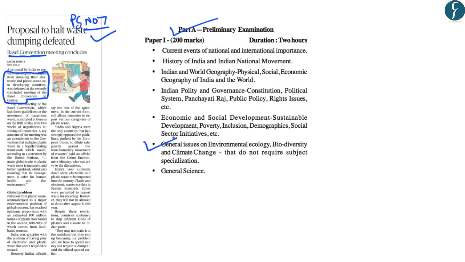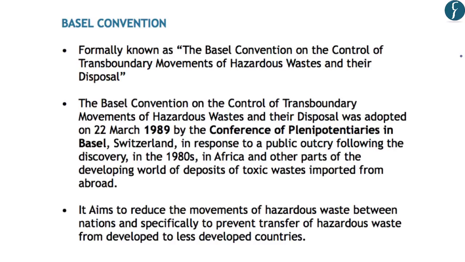Now in this article, let us try to understand some basic features of the Basel Convention, which can be important for us from the preliminary examination point of view. Now the Basel Convention is formally known as the Basel Convention on the Control of Transboundary Movement of Hazardous Wastes and their Disposal. So this means that it is related to the movement of hazardous waste from one country to another, and especially from developed countries into the developing countries.